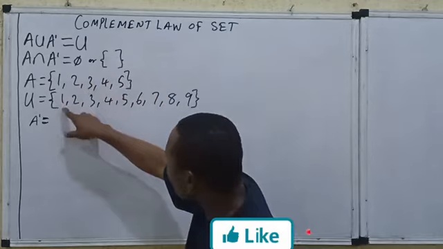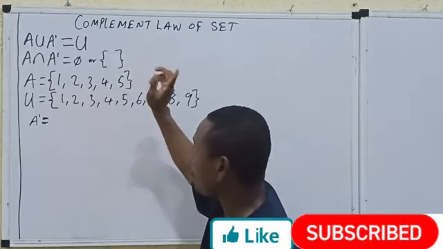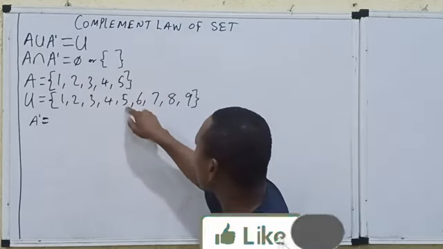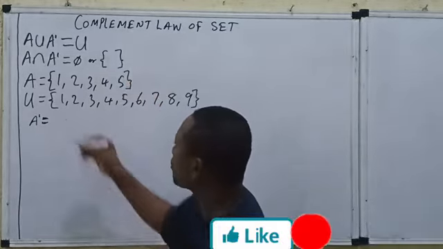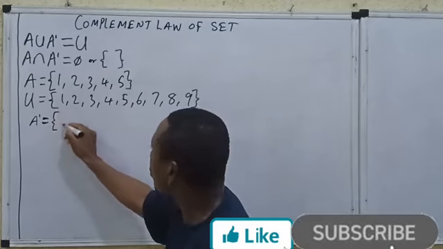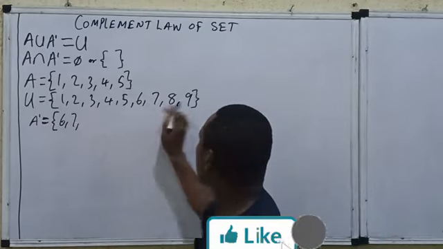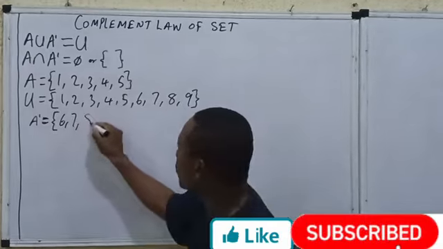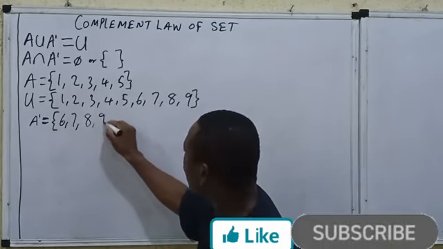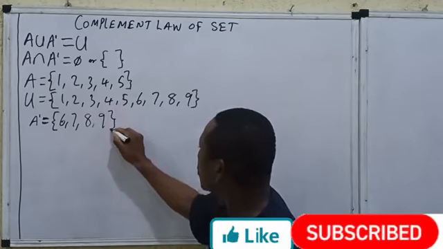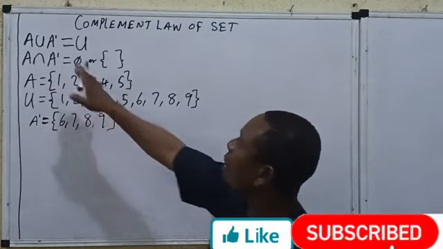1 is here, so it's not among. 2 is here, so it's not among. 3 is here, it's not among. 4 is here, it's not among. 5 is here, it's not among. 6 is not here, so 6 is in the complement of A. 7 is not here. 8 is not here. 9 is not here. So this is the complement of set A. Now, let's look for the union.